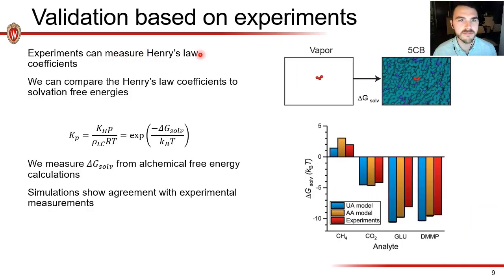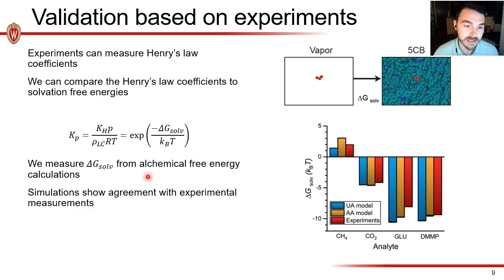Now, we first wanted to validate our model using experiments. And experiments can measure Henry's law coefficients, which can predict partitioning. We can convert Henry's law coefficients into solvation free energies using the following equation. What we can do in simulations is measure these delta G solv here from alchemical free energy calculations. And that's a free energy calculation which predicts the free energy of moving this vapor phase analyte into this 5CB phase.